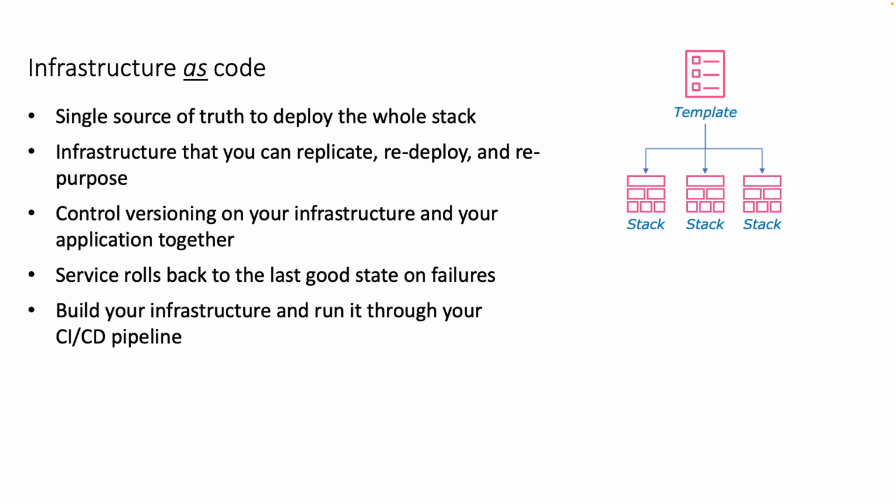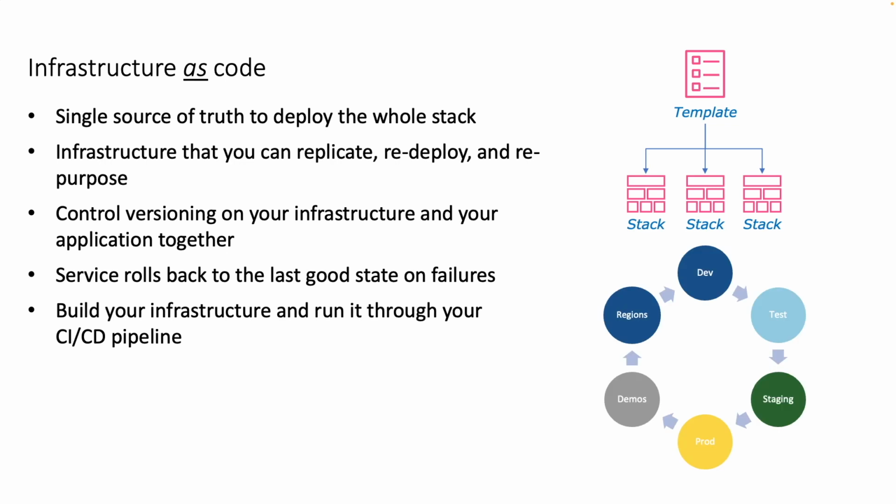So this is how it looks. You create a template, and in the template, you can have multiple stacks, and then you can deploy that to AWS. With CI/CD pipelines, you can configure something like this: you create in the dev environment, you test it, deploy in the staging environment, and after successfully deploying in production, you can run the demos. And if the demo was successful, you can deploy to other regions.